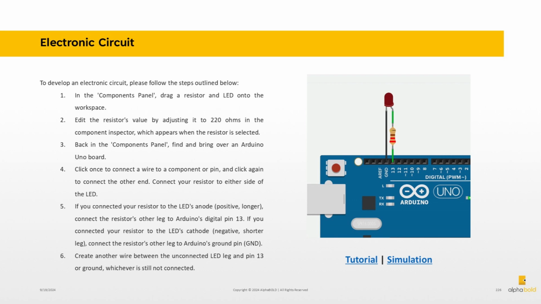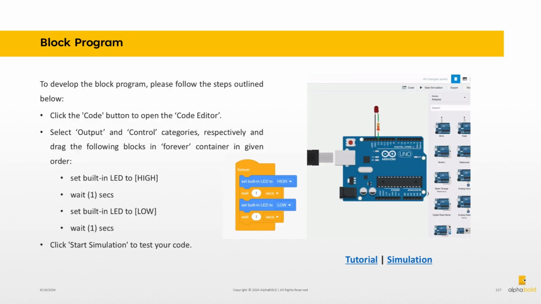If you connected your resistor to the LED's anode (positive, longer leg), connect the resistor's other leg to Arduino's digital pin 13. If you connected your resistor to the LED's cathode (negative, shorter leg), connect the resistor's other leg to Arduino's ground pin (GND). Create another wire between the unconnected LED leg and pin 13 or ground, whichever is still not connected. To develop the block program, click the Code button to open the code editor.